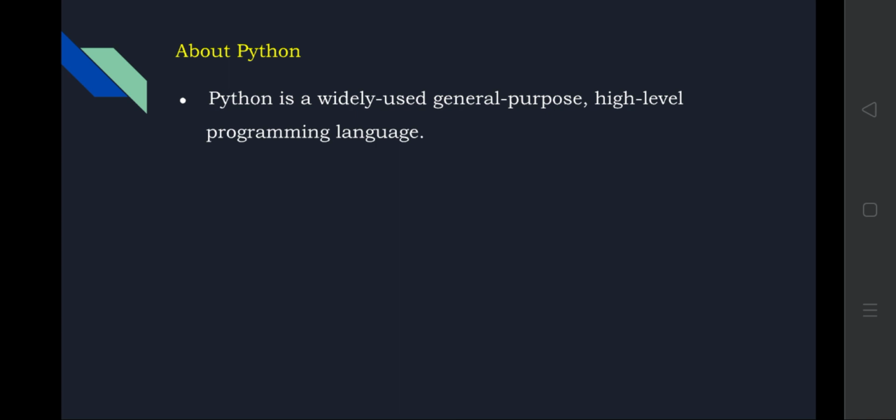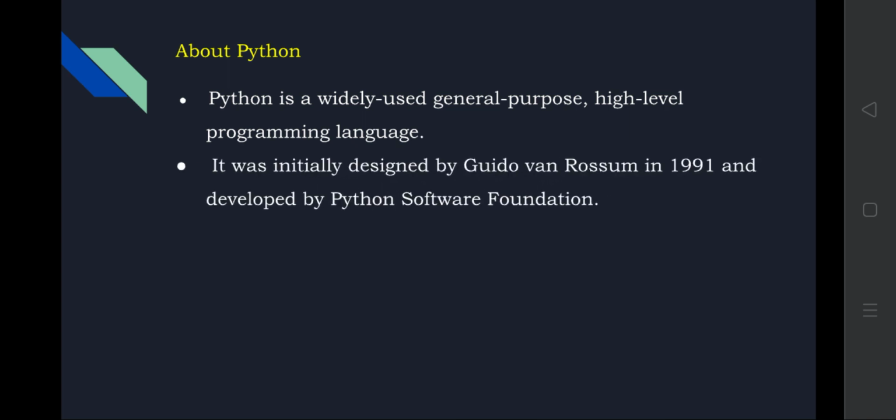Python is a widely used general purpose high level programming language. We have programming languages high level and middle level. Here these high level languages are usually like an English like language where we can understand the words easily. It was initially designed by Guido van Rossum in 1991 and developed by Python Software Foundation.